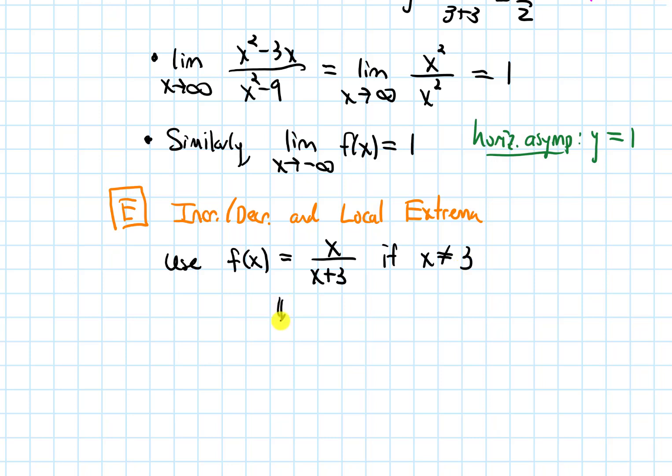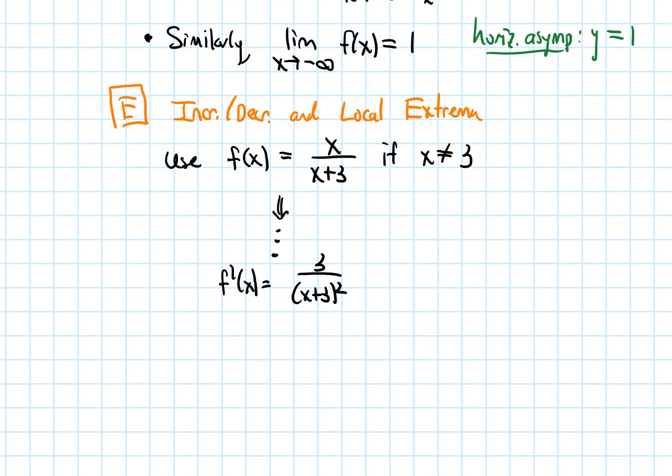If I take the derivative of this, I'm going to skip some steps, and I'll just tell you what the derivative is. It ends up being 3 over x plus 3 squared. Once I have the derivative, I don't want to forget the domain restriction, that x is not equal to 3. So when is this derivative 0? Well, it never equals 0, because for it to equal 0, the numerator would have to be 0. But the numerator is 3, and that's never going to be 0.